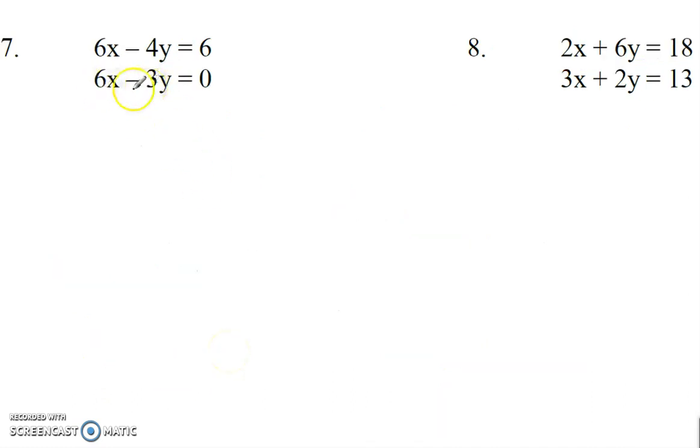Alright. Here I have equal coefficients, so I'm going to multiply the second one by negative 1. That means change all the signs. Make that negative, make that positive, make that negative. Of course, there's no negative 0, but just so you can see what we're doing.